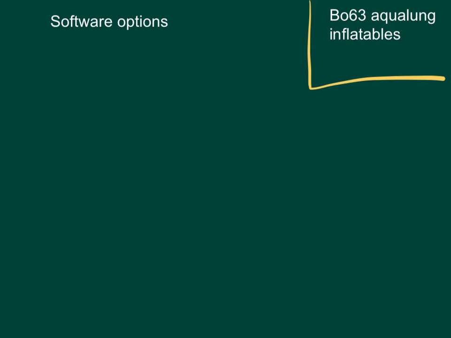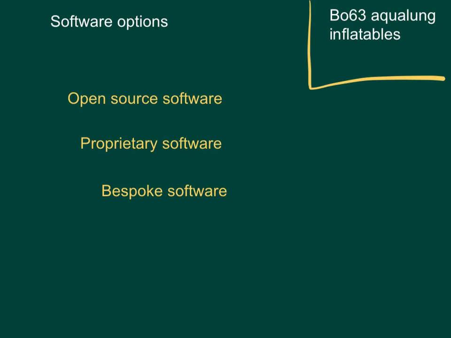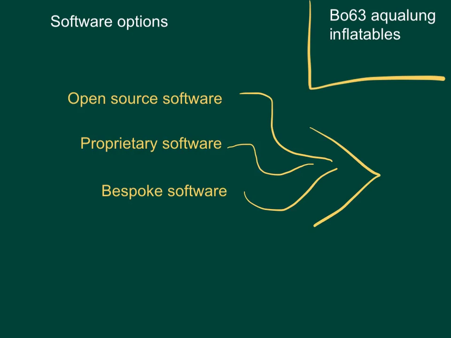So we've talked about teleworking. Now we need to talk about the software that the company will use to both support teleworking and just in their general day-to-day business. We're going to be talking about 3 different types of software. These are open source software, proprietary software, and bespoke software. We're going to be looking at all 3 of these and how they link together in order to provide a solution for Aqualung.